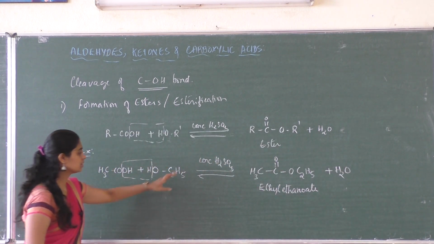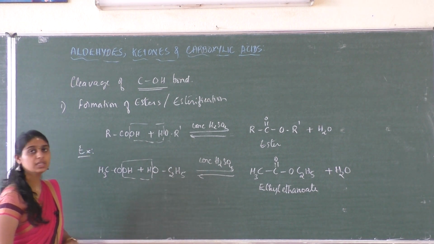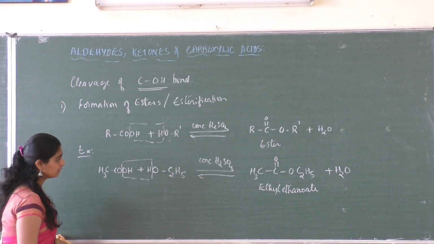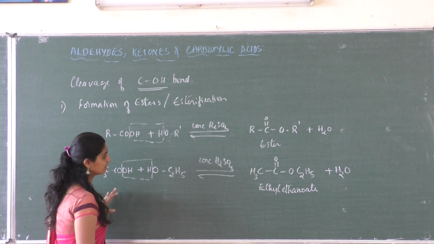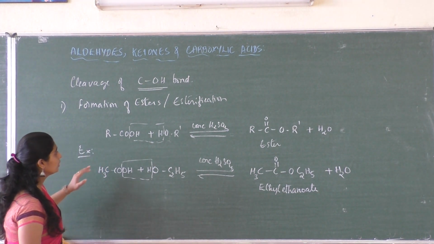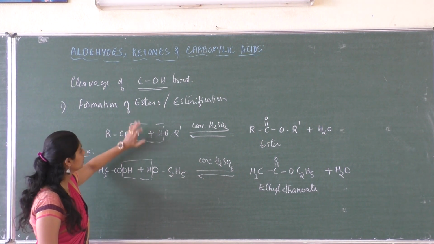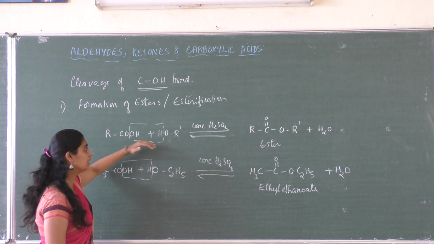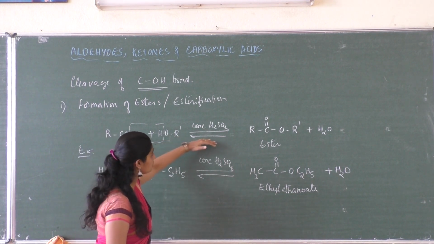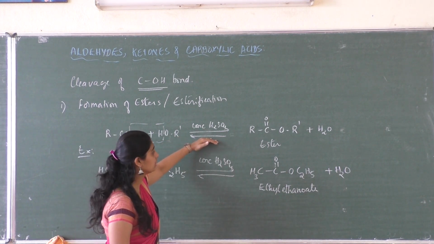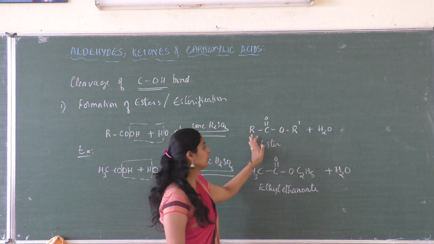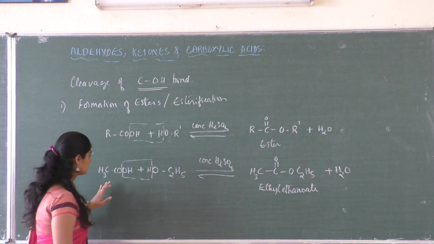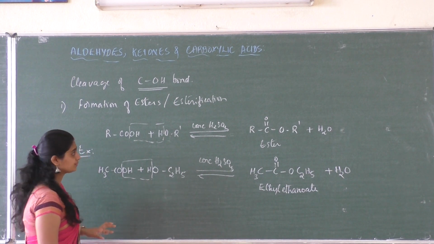So we can change the alkyl group here so as to obtain different esters, so as to get other esters. So in the esterification reaction, acids are made to react with alcohols in the presence of concentrated sulfuric acid. So the removal of a water molecule takes place so as to form esters as the final product. So this is the reaction.